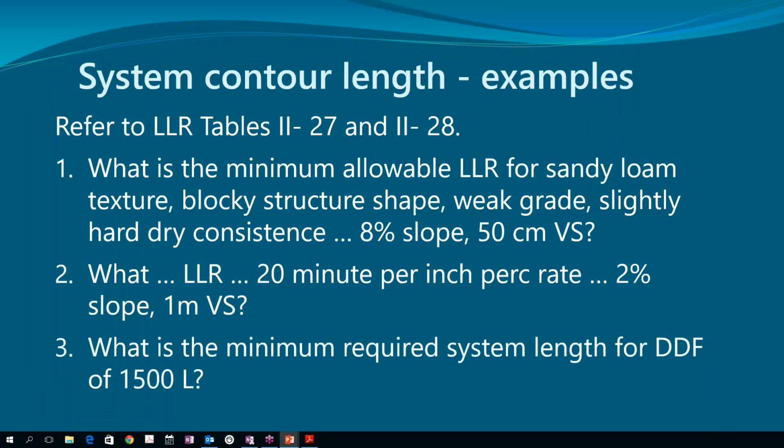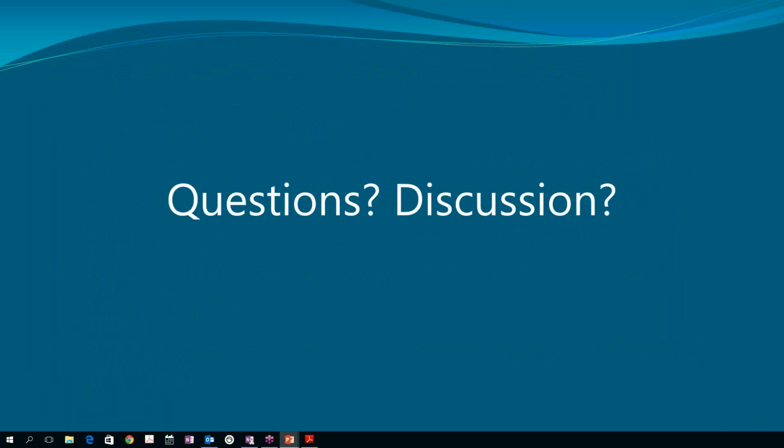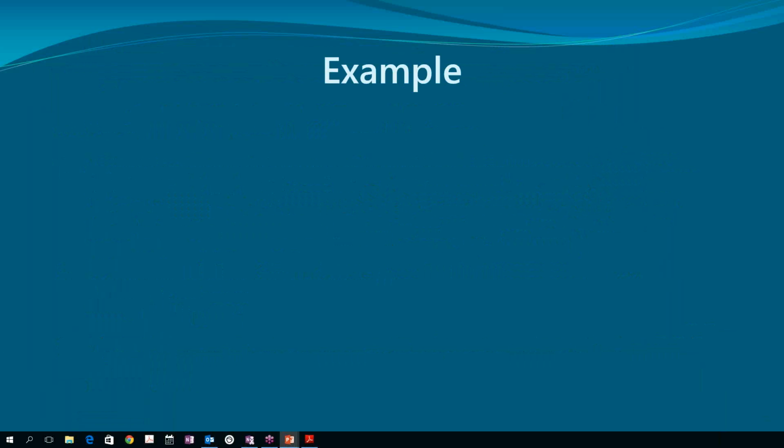So in that case, what's the minimum system length for 1500 liters? It is 1500 liters DDF divided by 50 liters per meter LLR equals a system length of 30 meters, 100 feet roughly. For sandy loam, it's a long system. Any questions or discussion? Anybody? Sounds good. All right.